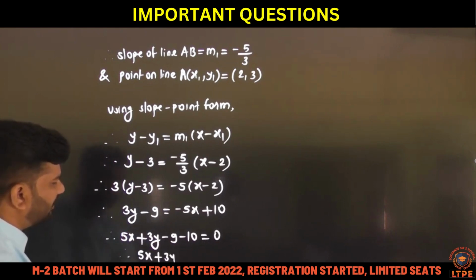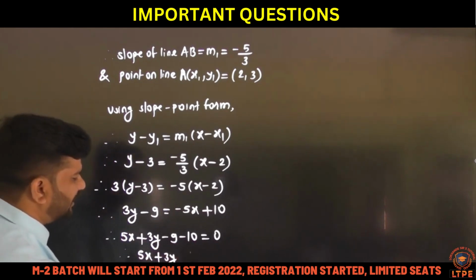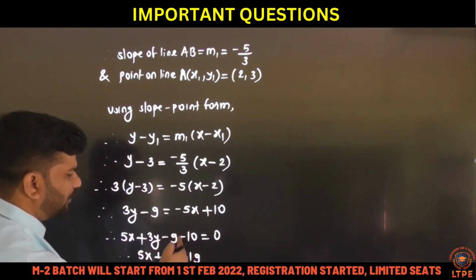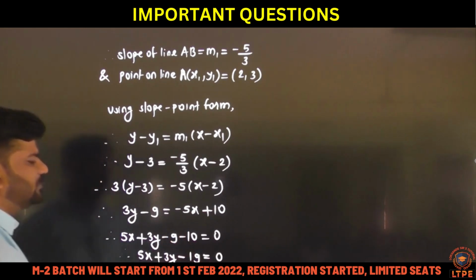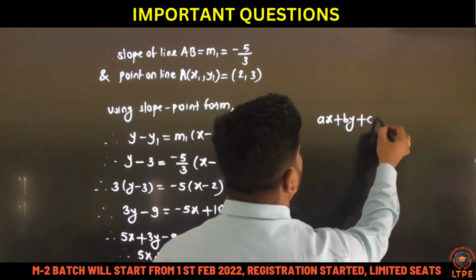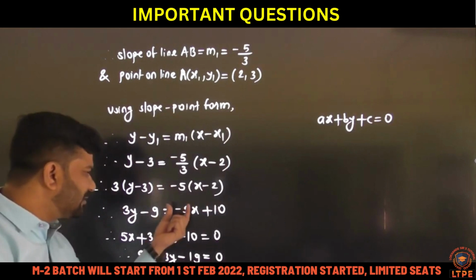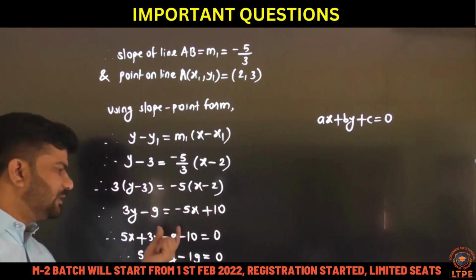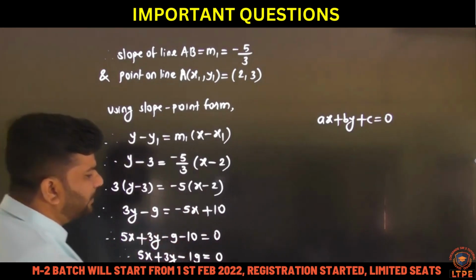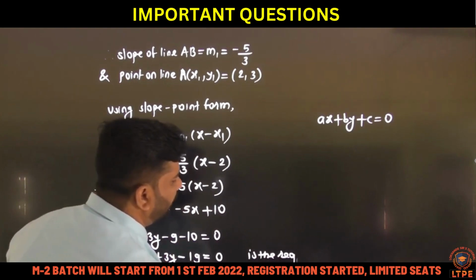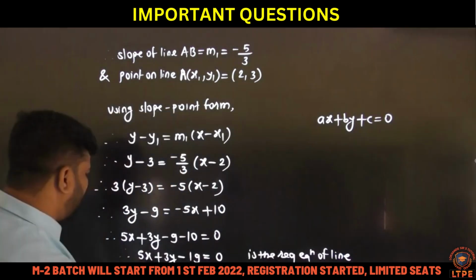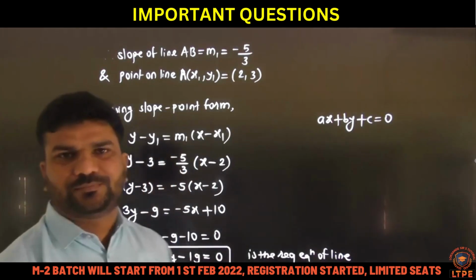So therefore 5x plus 3y, minus 9 minus 10 is minus 19. The sign of the larger number: is 9 larger or 10 larger? 10 is larger, so the sign of the larger is minus, equal to 0. Always write the equation of a line in the form ax plus by plus c equals 0. That's why I transferred minus 5x to this side as plus 5x, and plus 10 as minus 10. So 5x plus 3y minus 19 equals 0 is the required equation of the line.